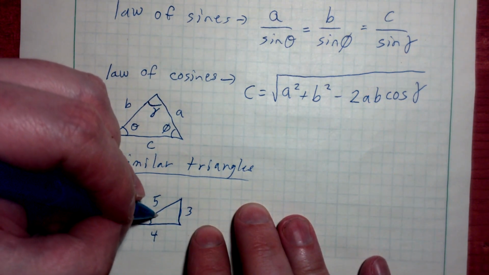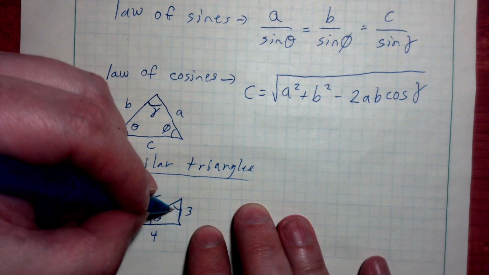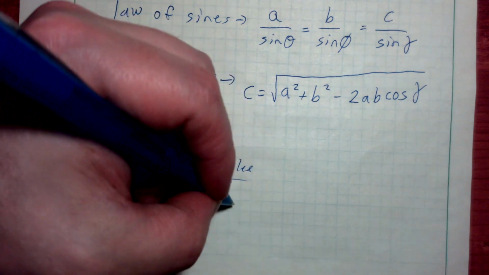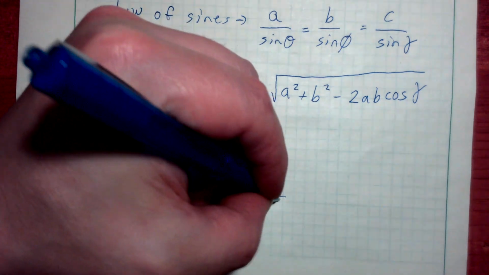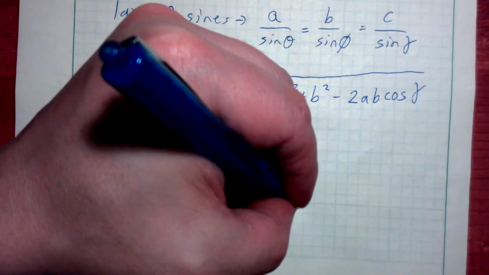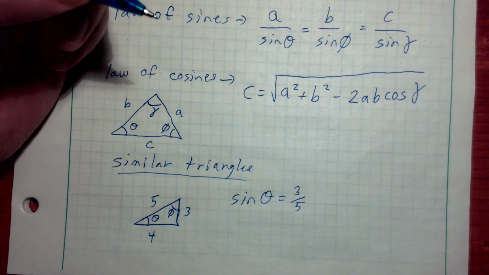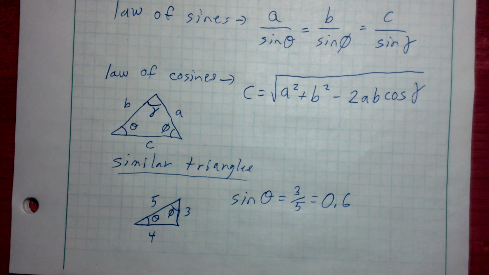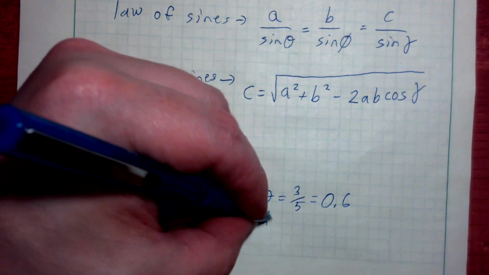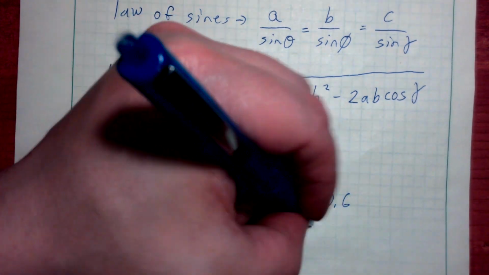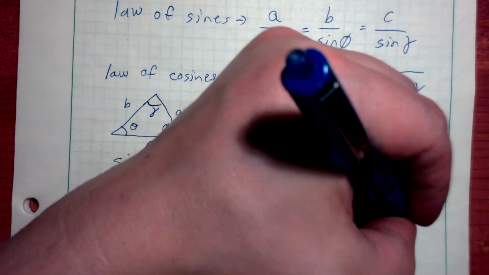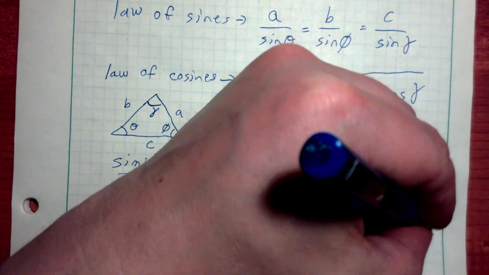So that means if I measure this as theta, and I call this angle phi, so phi being opposite of the 4, theta being opposite of the 3, that means the sine of theta is going to be 3 over 5, opposite over hypotenuse, which is just simply 0.6. What is theta? I don't know. I can calculate it, but the truth is I don't care.